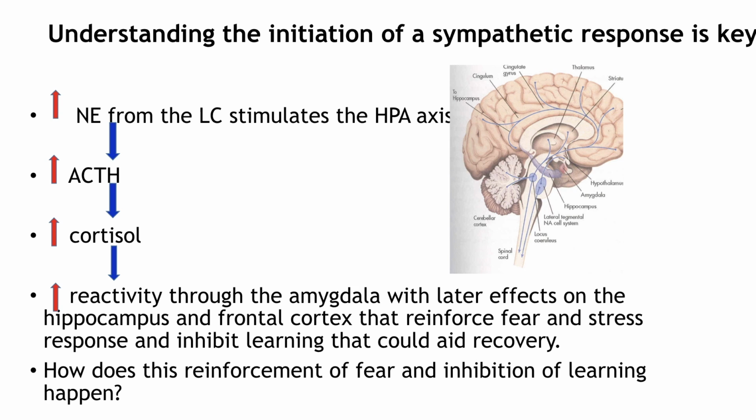And then cortisol increases reactivity through the amygdala, with later effects on the hippocampus and frontal cortex that actually reinforce fear and a stress response and inhibit learning that could aid in recovery. Because when these individuals have this profound stress response, if they've got any glucocorticoid receptors left, if they've got cortisol left, that all comes back and then affects how you form learned memory in the hippocampus. And we're going to talk about that in a little bit more depth.